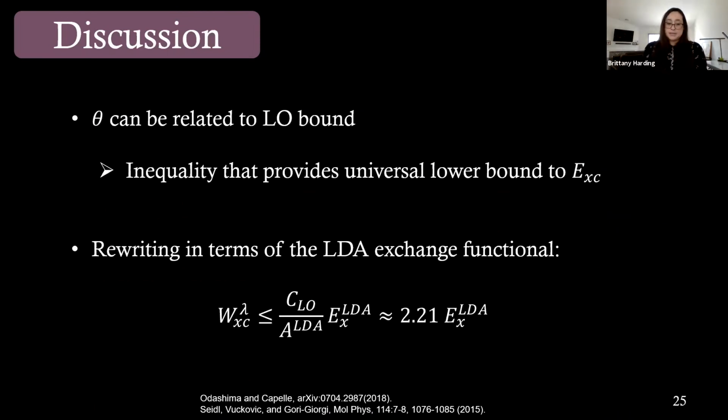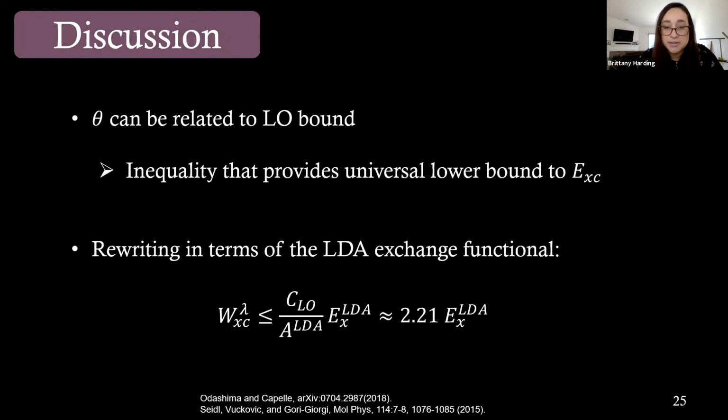Well, it's helpful that this electron degeneracy parameter is actually related to the Lieb-Oxford bound. The Lieb-Oxford bound is an inequality that provides us with a universal lower bound to the exchange correlation energy, or the zero temperature exchange correlation energy. And it has been used to successfully constrain some of the most successful approximations to the exchange correlation functional.